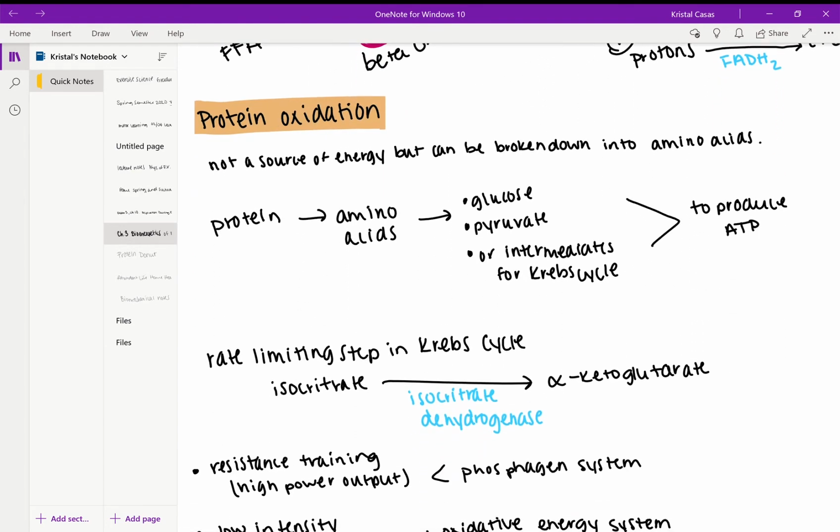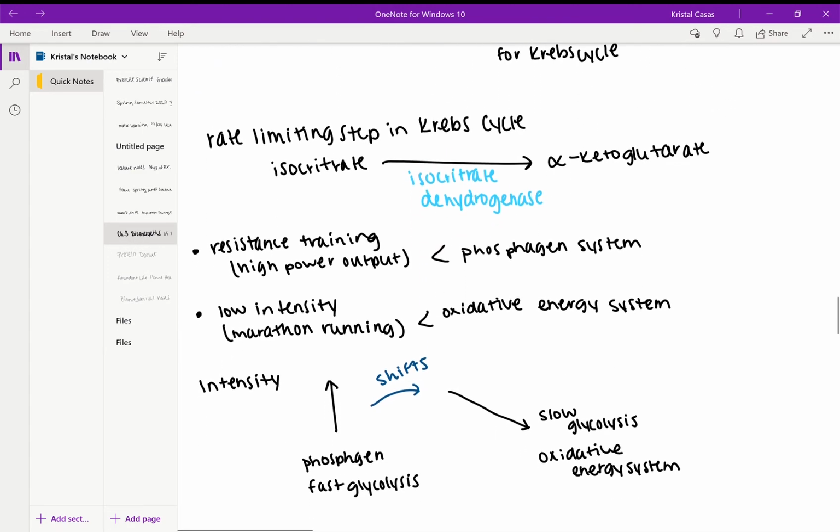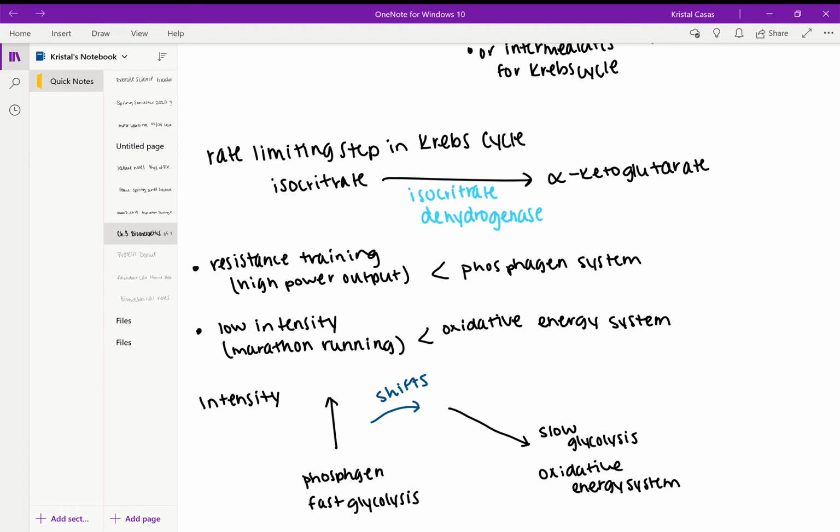Protein oxidation. Protein is not a major source of energy used to produce ATP, but it also can be broken down into amino acids. So we get protein broken down to amino acids, and then from amino acids we could get glucose, pyruvate, or other intermediates for the Krebs cycle to produce ATP. Rate limiting step in the Krebs cycle: one of the rate limiting steps is isocitrate converted into alpha-ketoglutarate, and that is catalyzed by the enzyme isocitrate dehydrogenase.